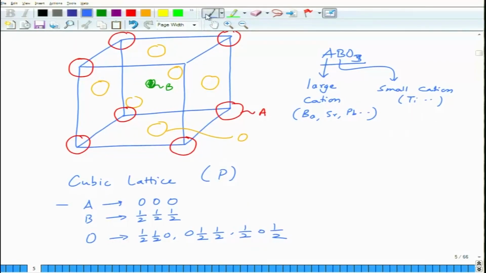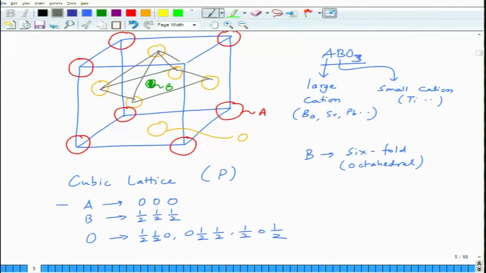So now look at the coordination here. B atom is a smaller atom, the coordination of this is 6-fold, which is octahedral. So, you can see the octahedra here, this is the octahedra that you make. Okay. So, B atom is octahedrally coordinated.